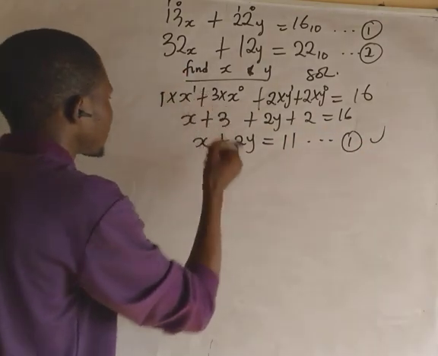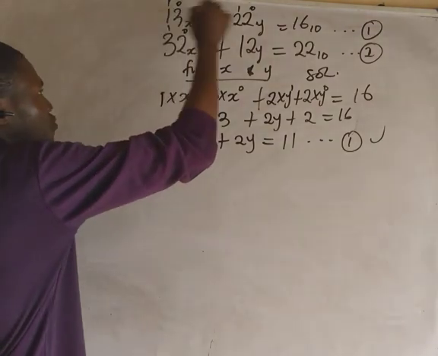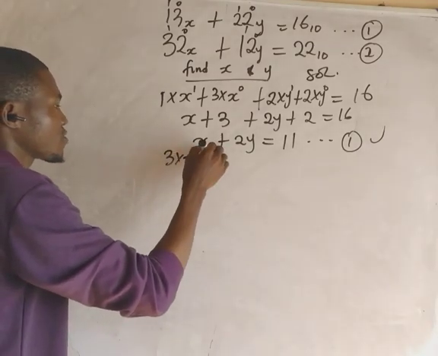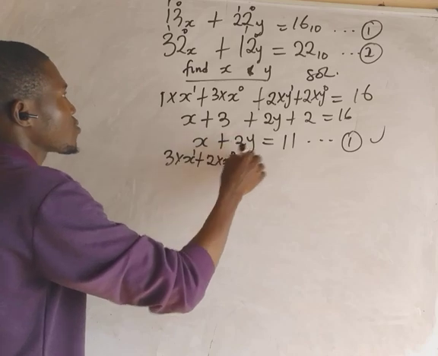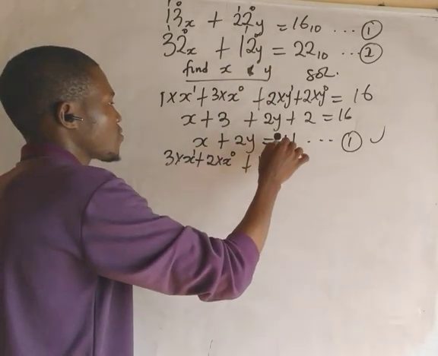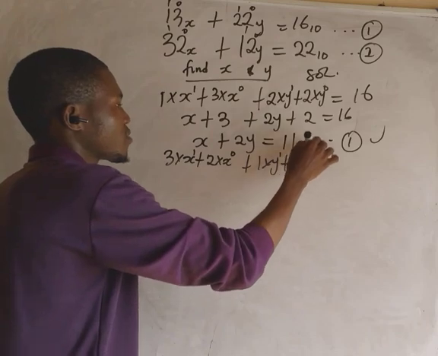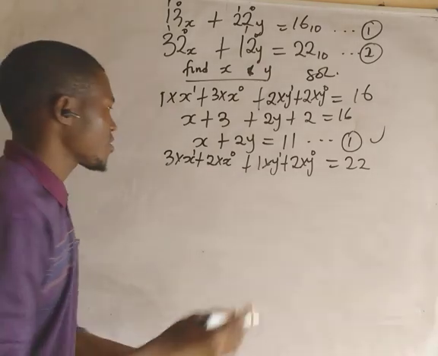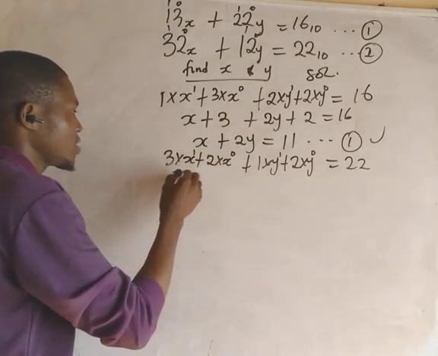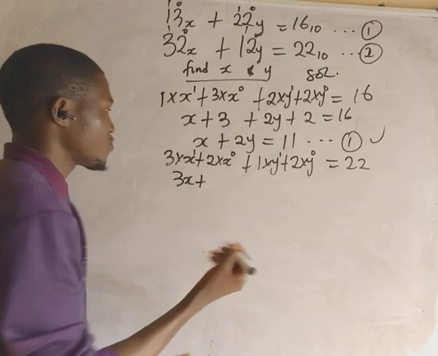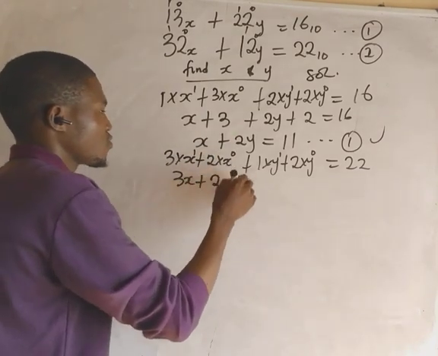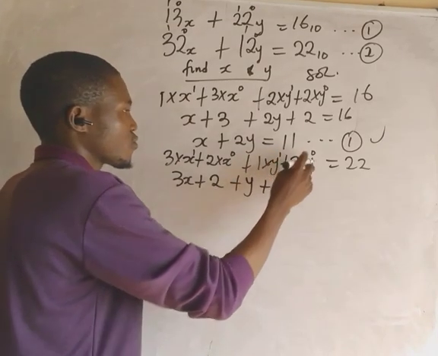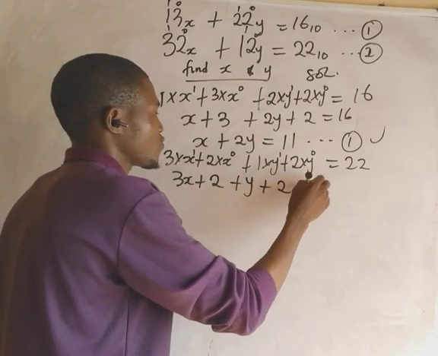Now the second one, we still expand. So this is 0, this is 1, this is 0, this is 1. So from here we'll have 3 times x to the power of 1 plus 2 times x to the power of 0 plus 1 times y to the power of 1 plus 2 times y to the power of 0 is equal to 22. 22 in base 10 is also 22. So let's go faster. x raised to the power 1 is x, 3 times x is 3x, plus x raised to the power 0 is 1, 2 times 1 is 2, plus y raised to the power 1 is y, so y times 1 is y, plus y raised to the power 0 is 1, 2 times 1 is 2, is equal to 22.